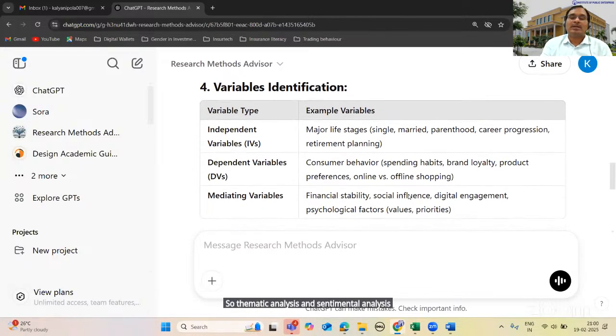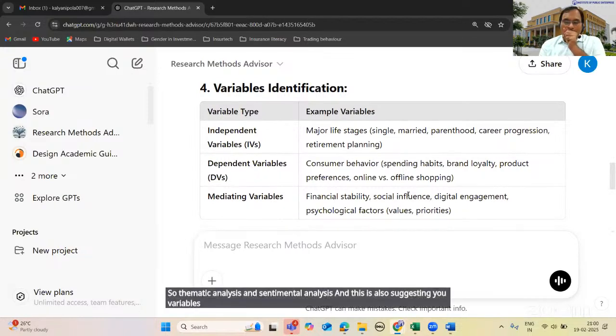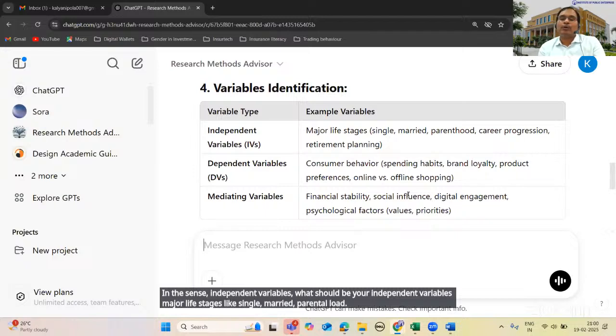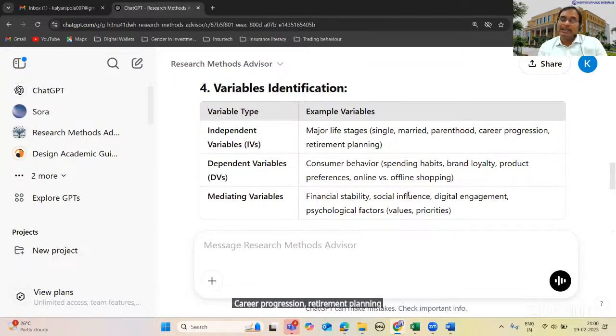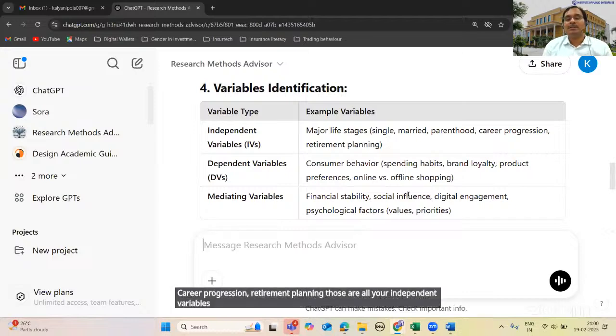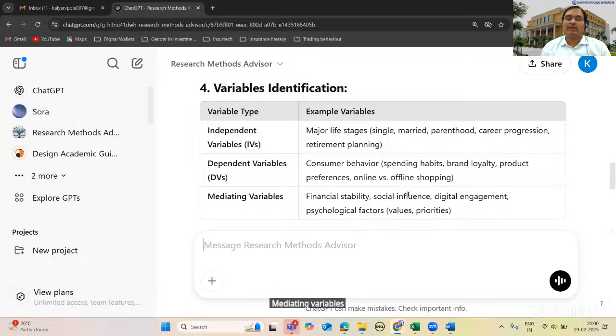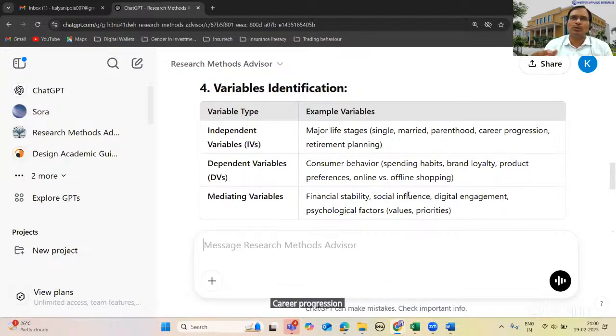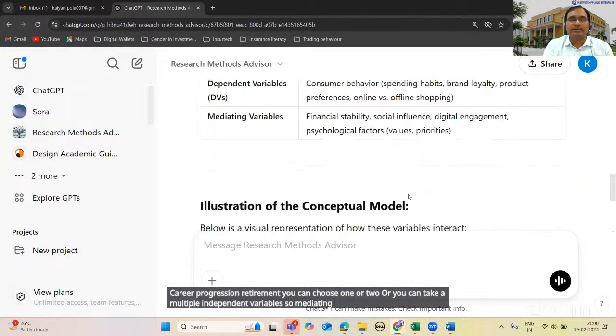And this is also suggesting variables identification. In the sense, what should be your independent variables? Major life stages like single, married, parenthood, career progression, retirement planning. Those are all your independent variables. Your dependent variables are the consumer behaviors like spending habits, brand loyalty, product preferences, online shopping and all. Mediating variables: financial stability, social influence. So among these multiple independent variables, like major life stages, single, married, parenthood, career progression, retirement, you can choose one or two, or you can take multiple independent variables. Mediating variables are also there.